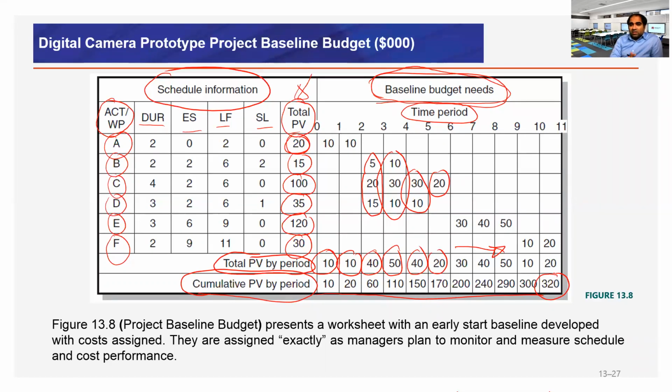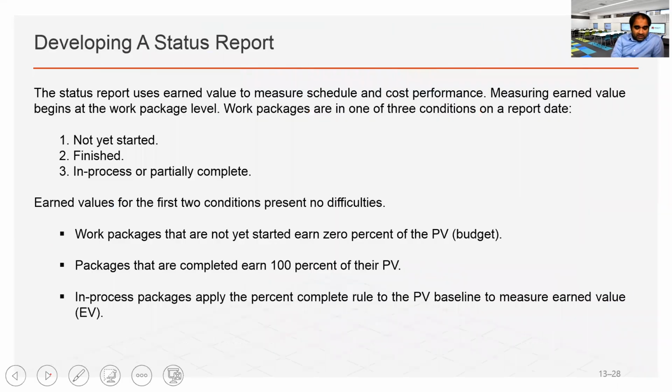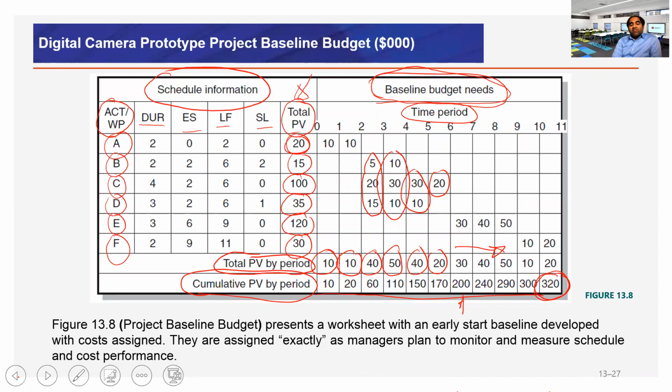It's not necessary that the project will exactly follow the PV curve. There will be more or less, but as long as we can keep track of the amount spent and the total budget, that should be good enough. Next is, all right, so now that we have PV, then how do we proceed to the next stage?